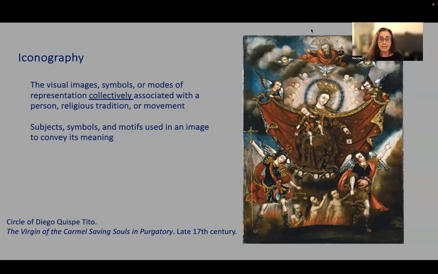So not all works contain iconography. The image that we're looking at right now was completed by an artist in the circle of Diego Quispe Tito. This is called the Virgin of Carmel Saving Souls in Purgatory. It's from the late 17th century. So as far as iconography goes, this is the symbol of the mother and child as Mary and baby Jesus, right? So we have this mother and child as the broad symbol, but then within the iconography of this image, we know that it's Mary and baby Jesus. So this would be a familiar imagery to Christian iconography, right?